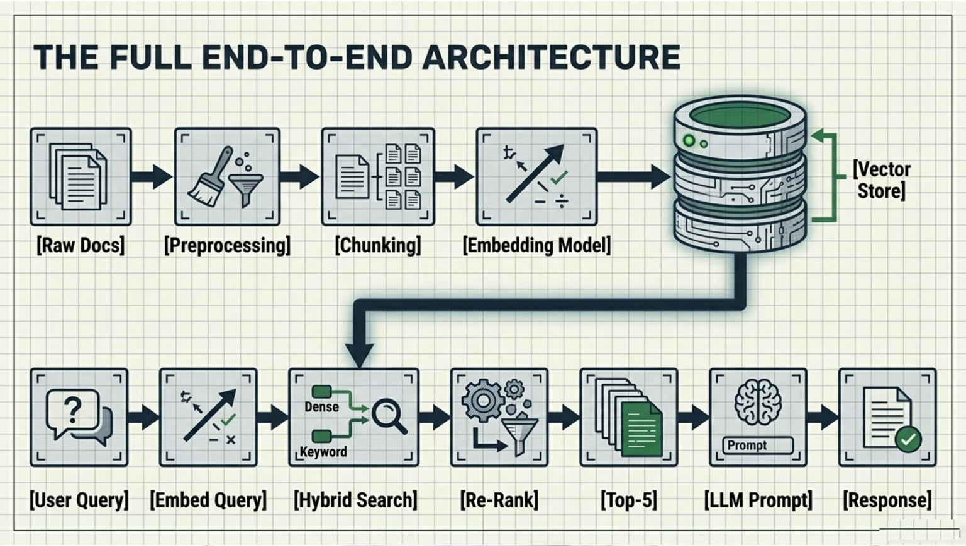Now let me put the entire system together so you can see how all the pieces connect. On top, you have the ingestion pipeline running offline. Documents go through preprocessing, chunking, embedding, and get stored in the vector database. On the bottom, you have the retrieval pipeline running in real time. User query gets embedded, hybrid search finds the top 50 candidates, the re-ranker narrows it to the top 5, and those get injected into the LLM prompt.